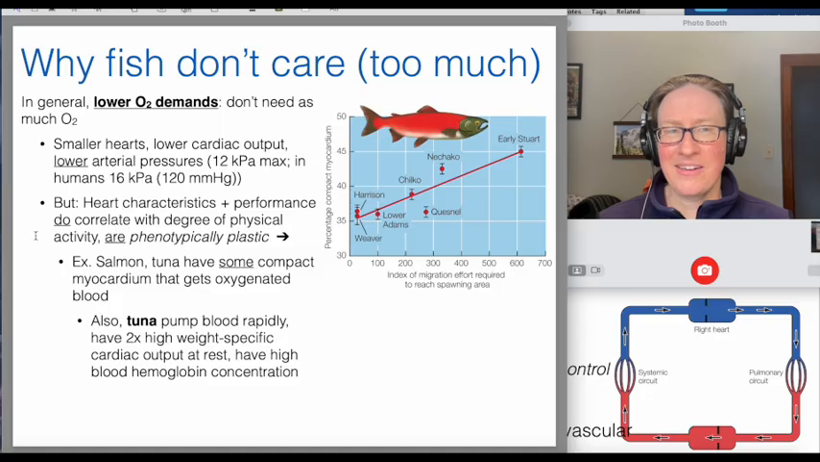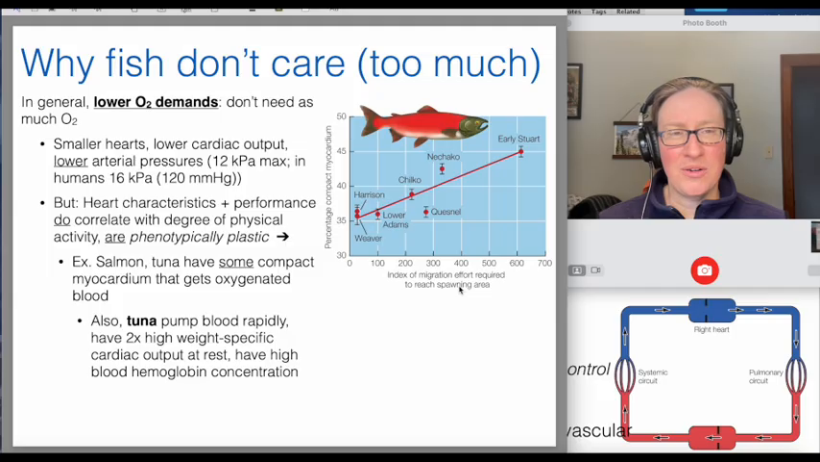All that said and done, it's not as if fish circulatory properties don't matter at all, because we can see changes in heart characteristics and circulatory performance in association with the degree of physical activity that the fish engage with. So here's another figure that we saw from our textbook. The x-axis here is the index of migratory effort for salmon reaching their spawning areas, right? So some rivers are much more intense than other rivers to spawn up.